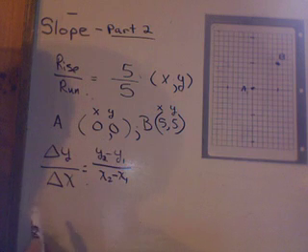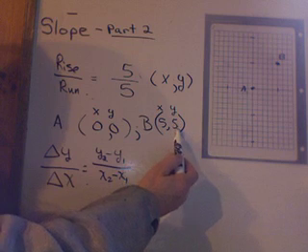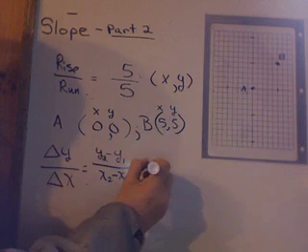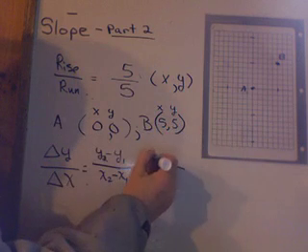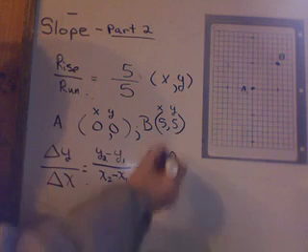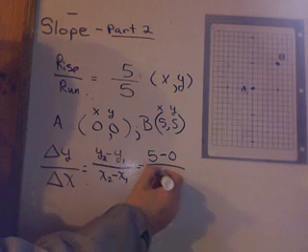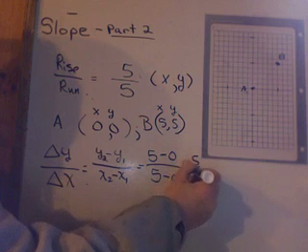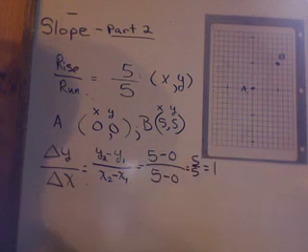So let's take the change in y. It goes from 5 to 0, and always start with the second ordered pair first. So it goes from 5 to 0. Let's take the x's. It goes from 5 to 0. 5 over 5, which is 1.